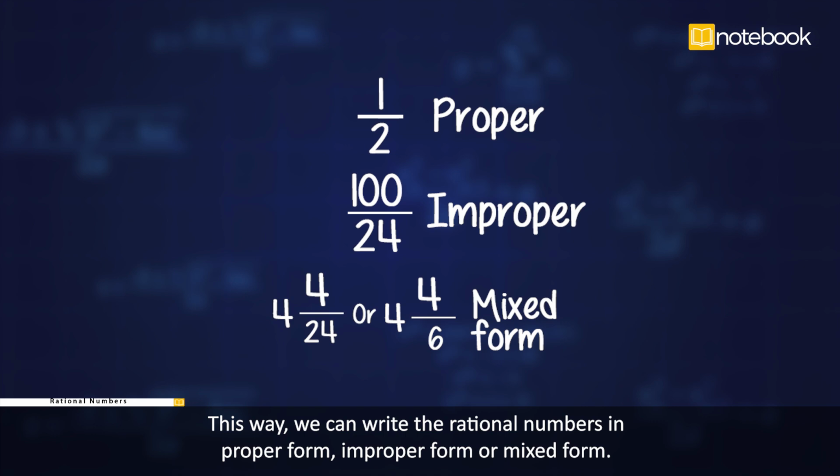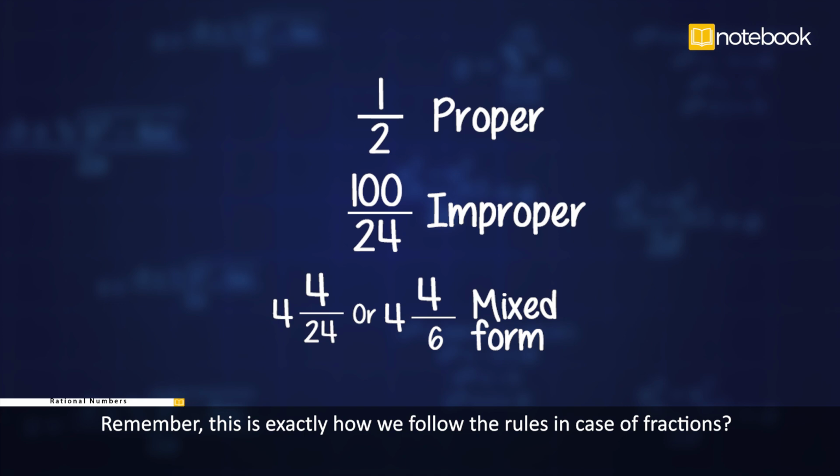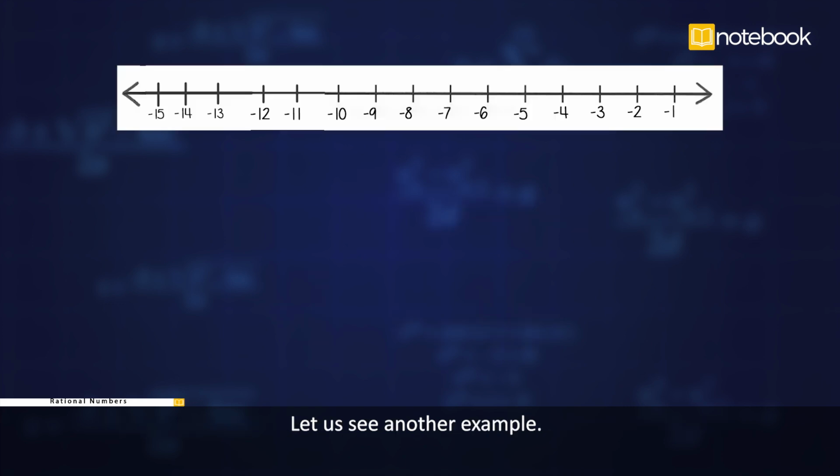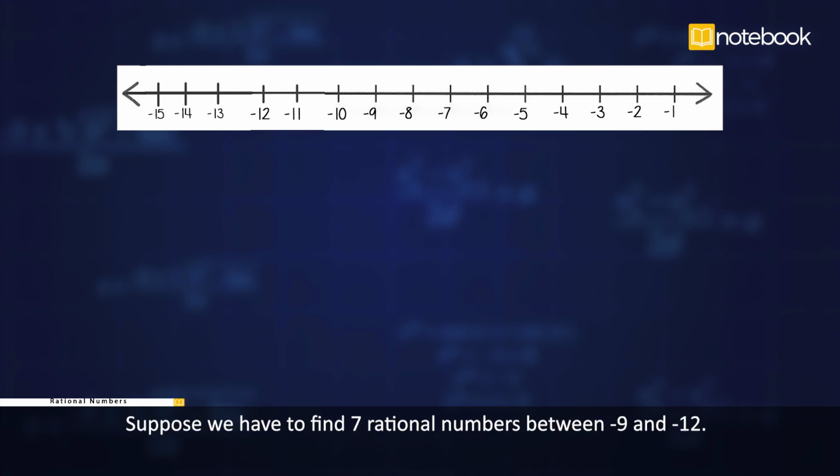This way, we can write the rational numbers in proper form, improper form, or mixed form. Remember, this is exactly how we follow the rules in case of fractions. Let us see another example. Suppose we have to find 7 rational numbers between -9 and -12.